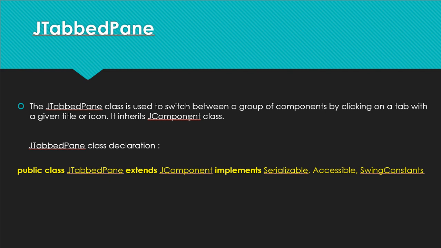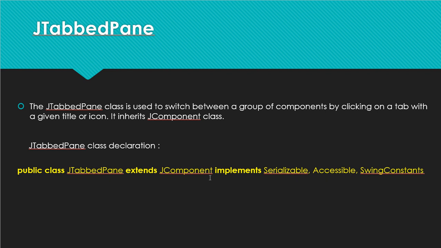I will show you what a tabbed pane is, then I will write the code. The general syntax for this is public class JTabbedPane, which extends the JComponent class and implements three interfaces: Serializable, Accessible, SwingConstants. Just keep this in mind, that is enough to understand for now.